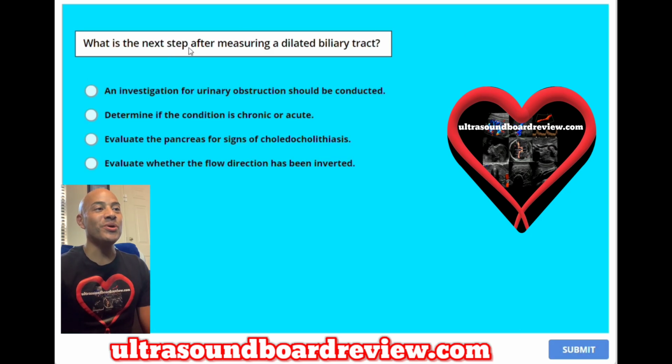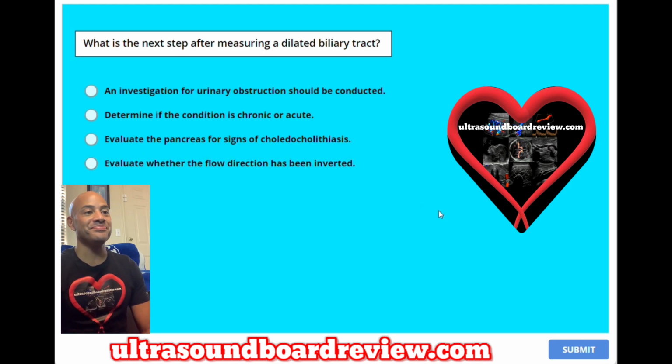Bonus question number 11. What is the next step after measuring a dilated biliary tract? A, an investigation for urinary obstruction should be conducted. B, determine if the condition is chronic or acute. C, evaluate the pancreas for signs of choledocholithiasis. Or D, evaluate whether the flow direction has been inverted. The answer is C, evaluate the pancreas for signs of choledocholithiasis.